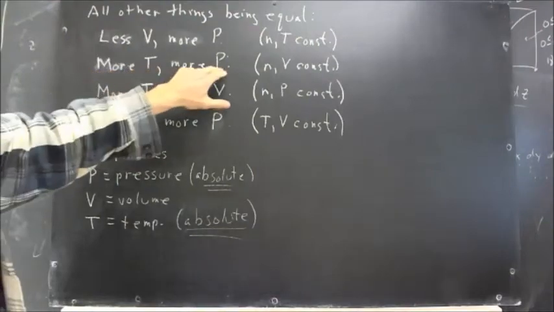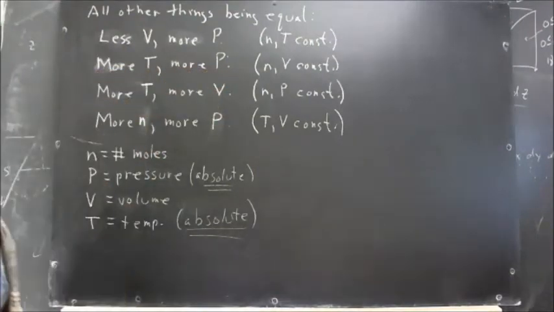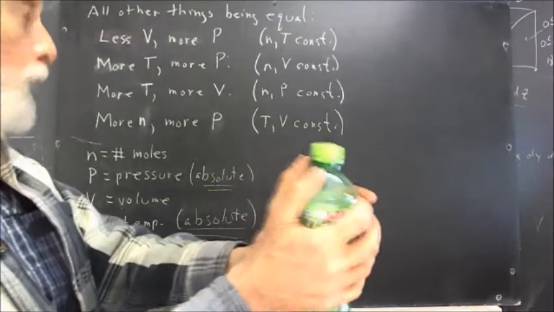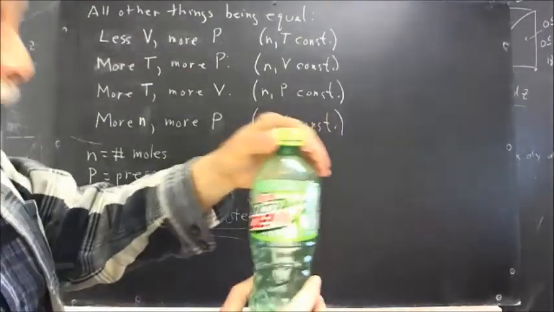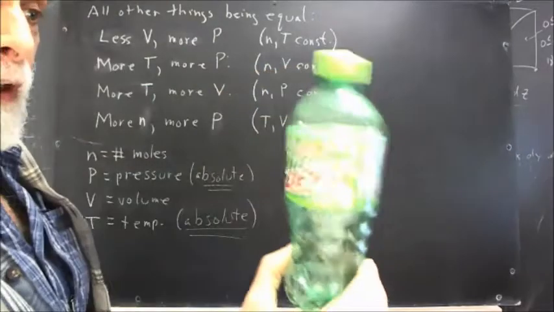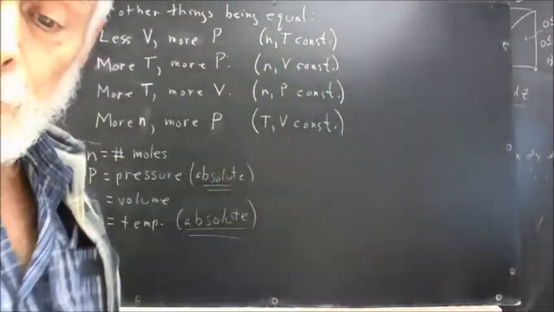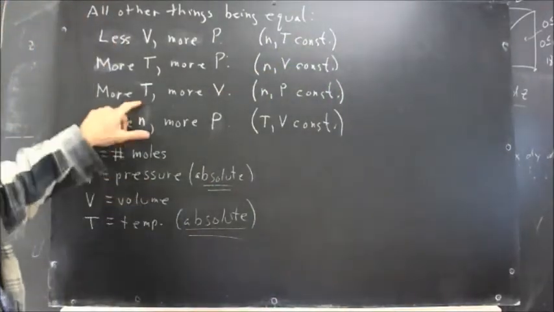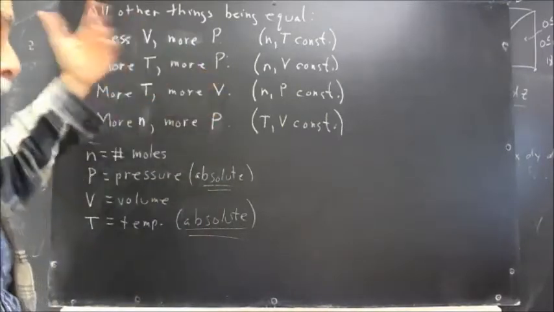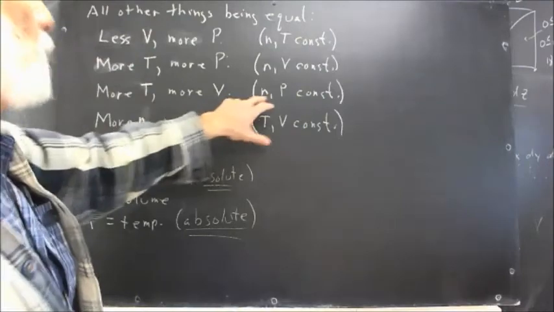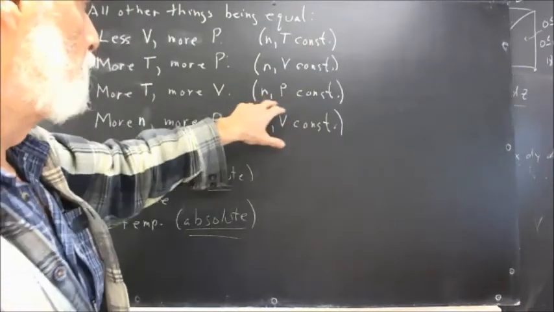More temperature, more P. How do we do that? Well, that was just, we heat this thing up somehow. Again, N is going to be constant because the bottle is sealed. Volume is constant because this thing is not going to expand appreciably. Okay, more temperature, more volume. Well, doesn't that contradict this? No, it doesn't. In this case, we're keeping N and P constant.